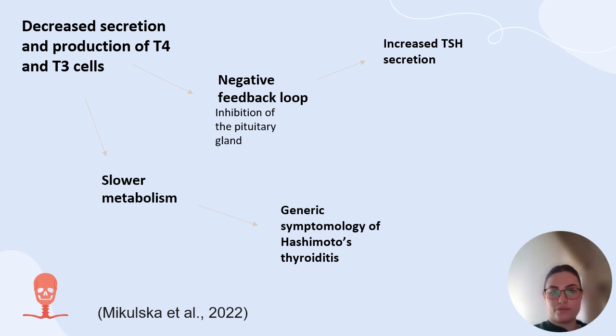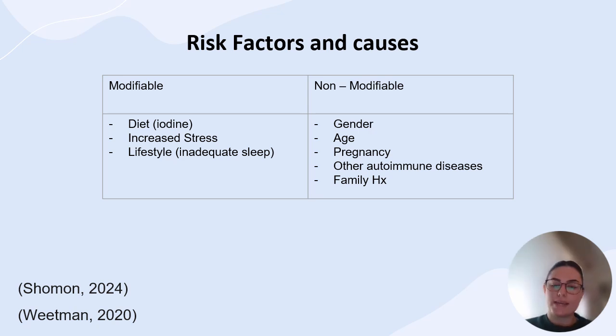Thyroid stimulating hormone. Let's take a look at some of the risk factors and causes for Hashimoto's thyroiditis and the modifiable and non-modifiable risks. First, let's explore some of the modifiable risk factors. When someone's diet has an increased intake of iodine, it can cause Hashimoto's thyroiditis to increase, which can accelerate the thyroid cell destruction, making the disease progress further.